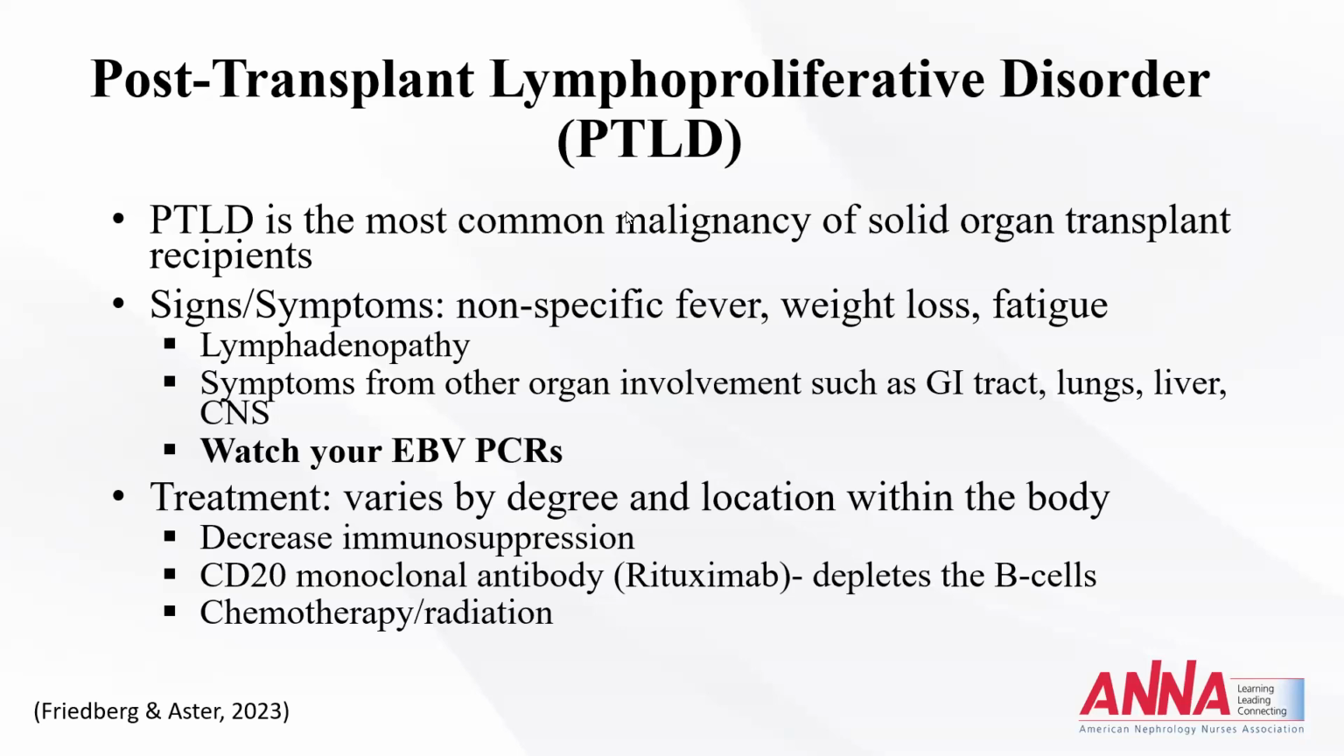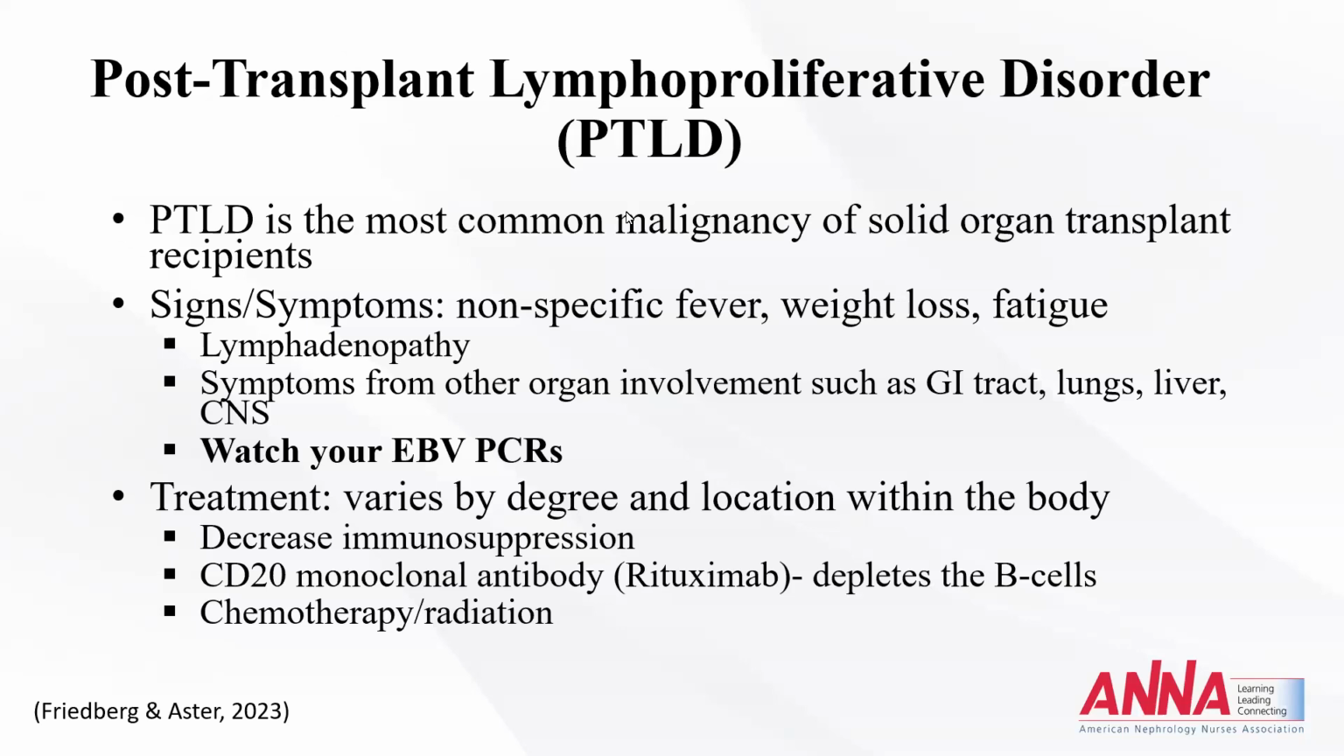The treatment, though, when you actually have PTLD, varies by degree and location within the body. You kind of think of it as a cancer. So you have to decrease immunosuppression first, or else you're going to keep having proliferation and active disease because you have no T cells to help you fight the disease. However, when you do that, back to our first slides, now you don't want them to have rejection on top of PTLD. That would be a nightmare treatment.